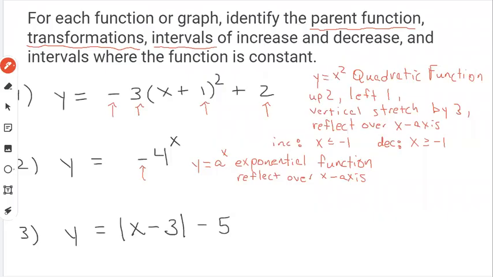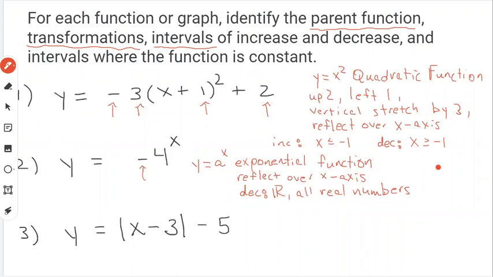So moving back to my slide, I'm going to say the function is decreasing on all real numbers. There's no vertical asymptotes to speak of, so the domain isn't broken up at all. It's just going to be all real numbers.